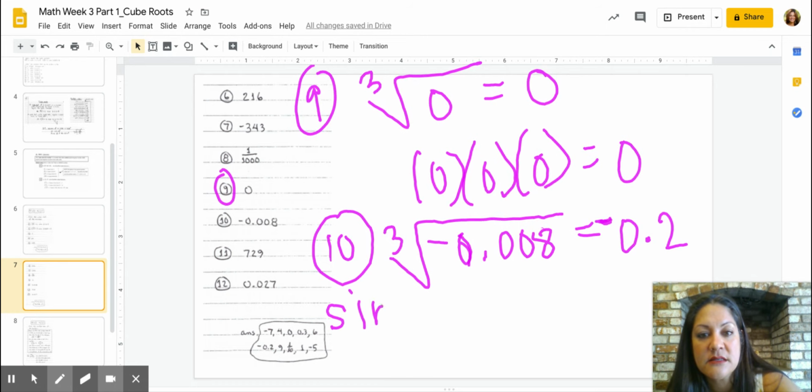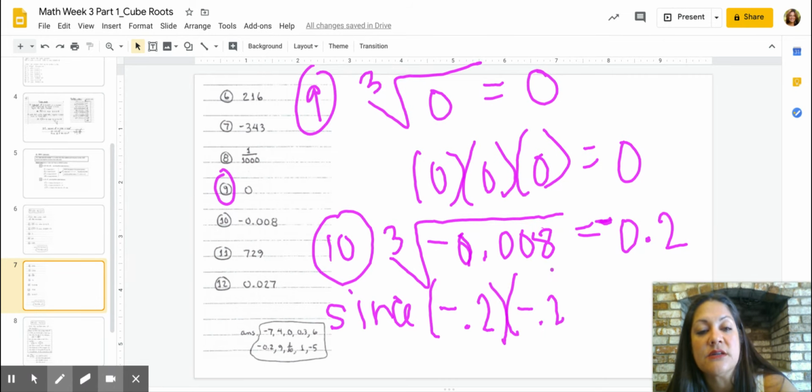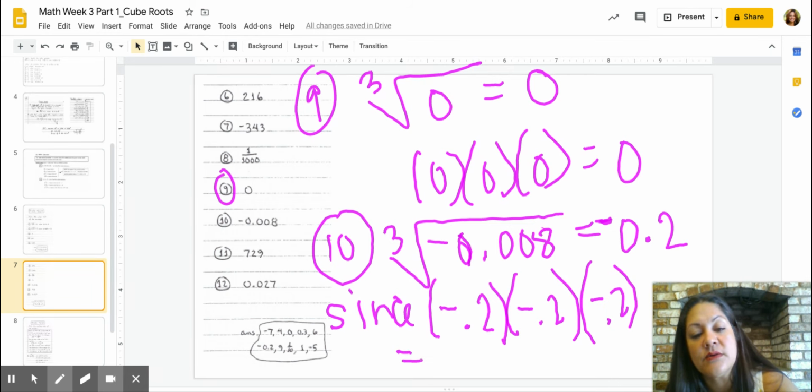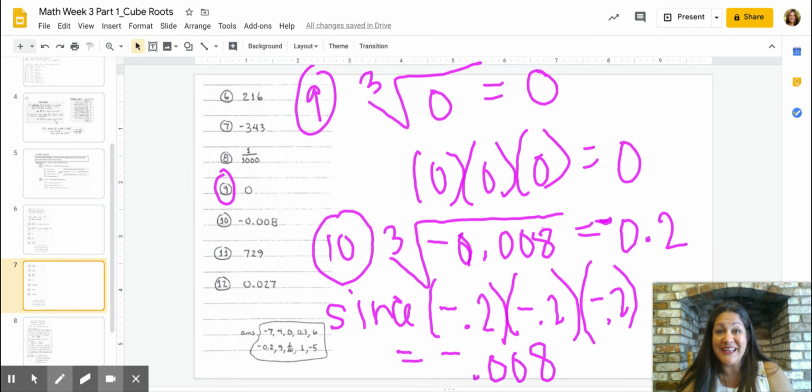Since negative 0.2 times negative 0.2 times negative 0.2 equals negative 0.008. Okay, 2 more.